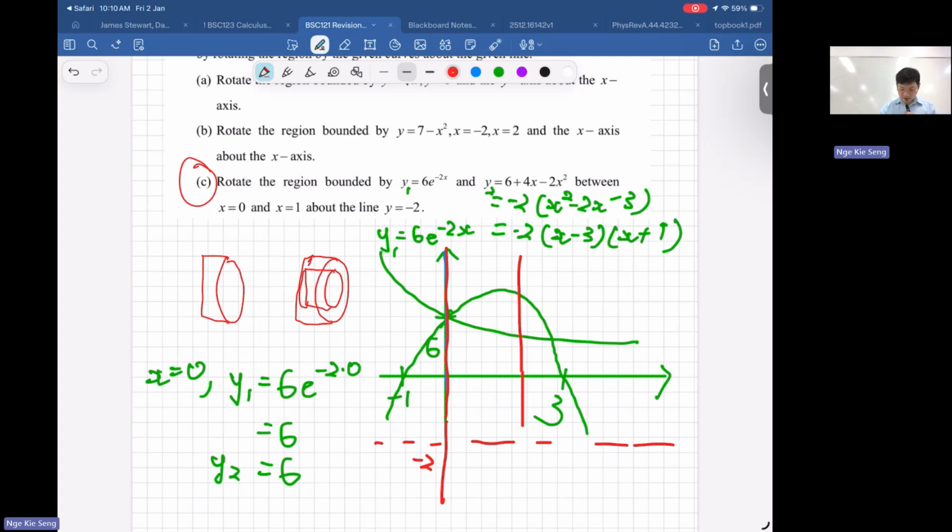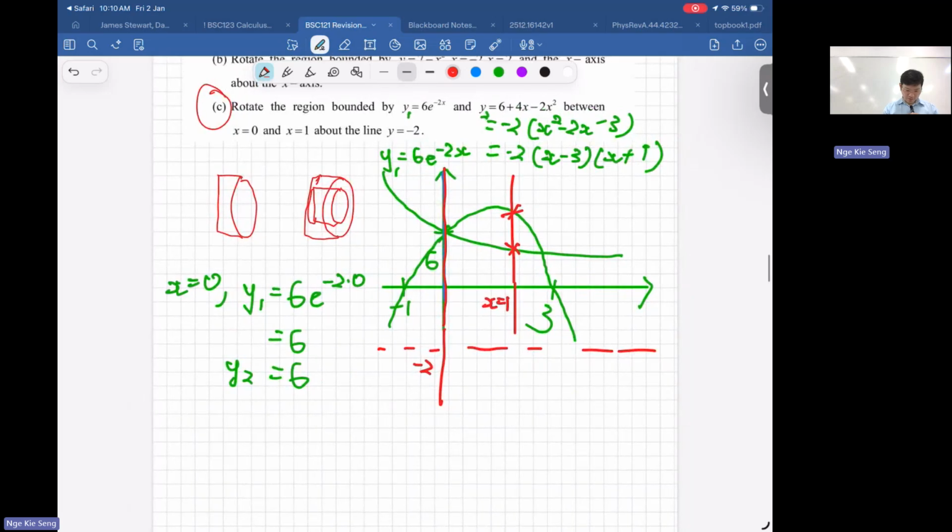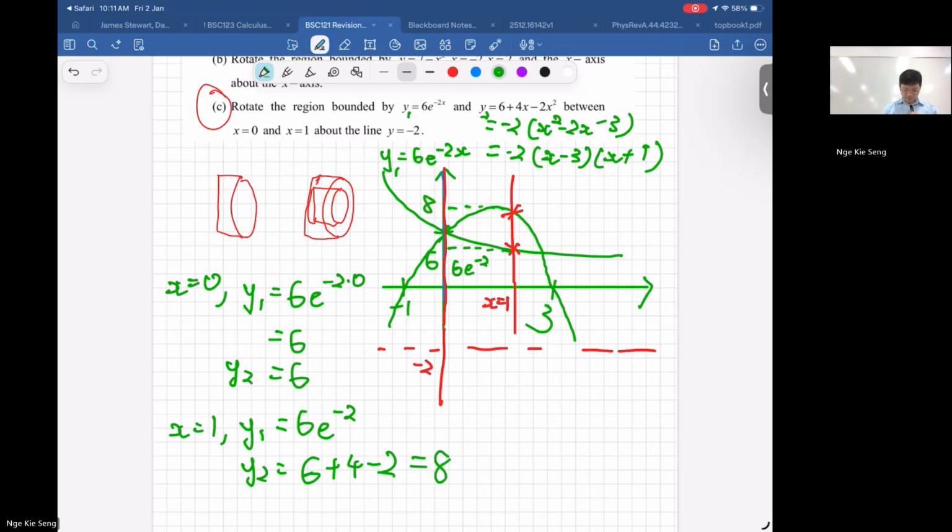Should we check what these two points are to make sure of what we are doing? So when x equals 1, y1 is 6 times e to the -2. And then y2 will be 6 plus 4 minus 2, which is 8. Yeah, so this point is 8.